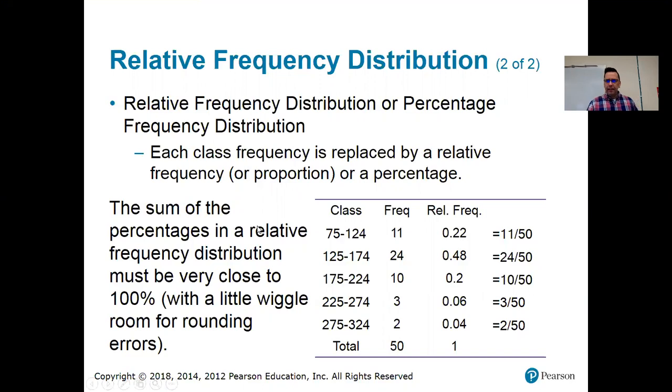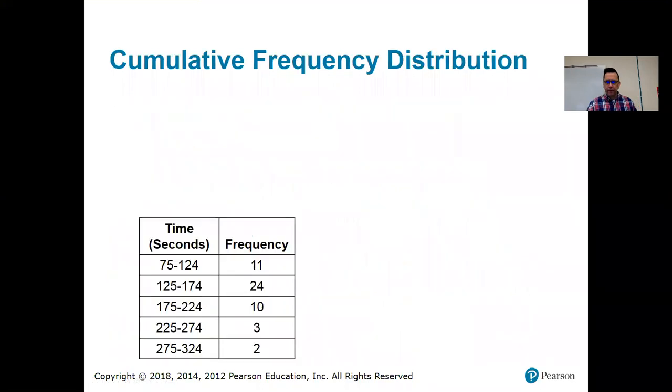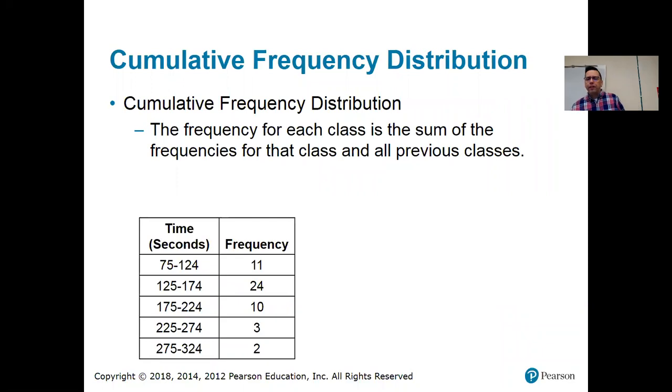All right, so let's see. Cumulative frequency distribution. So again, here is the frequency distribution that we just made. Sometimes we want to express this instead as a cumulative frequency distribution. So let me show you what that looks like. In a cumulative frequency distribution, the frequency for each class is the sum of the frequencies for that class and all previous classes. I'm going to show you what it looks like and then explain how I got all the numbers.